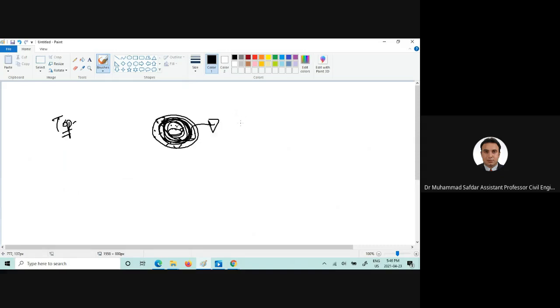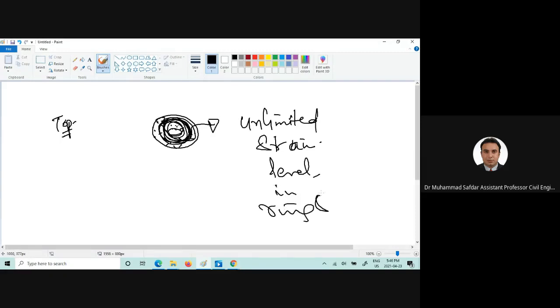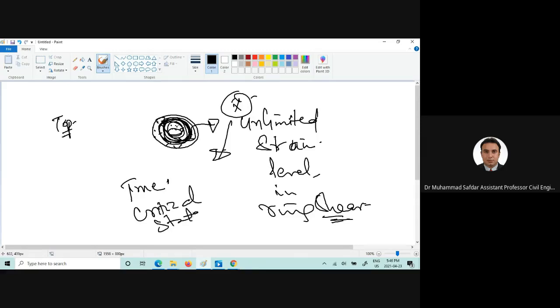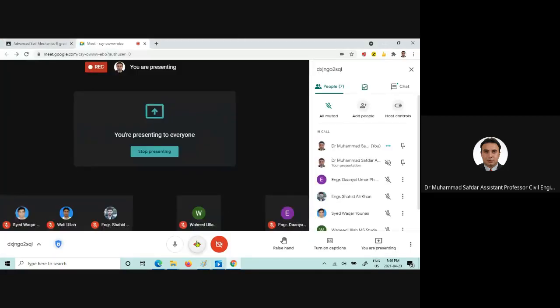So theoretically we can go for unlimited strain level in ring shear to reach the true critical state of the soil. Thank you. There is lots of other explanation as well, but I think that's enough for your question.